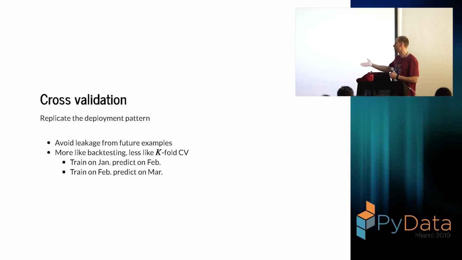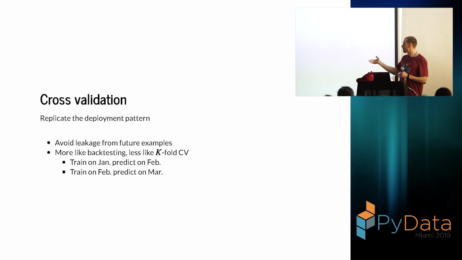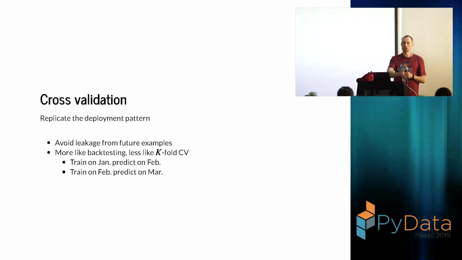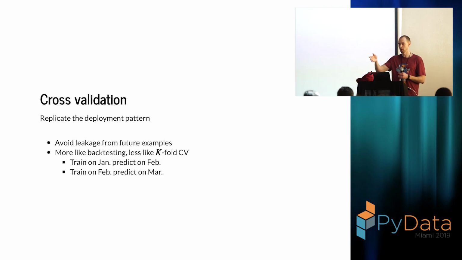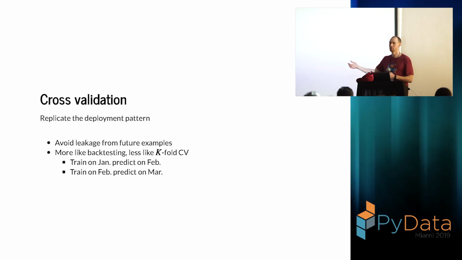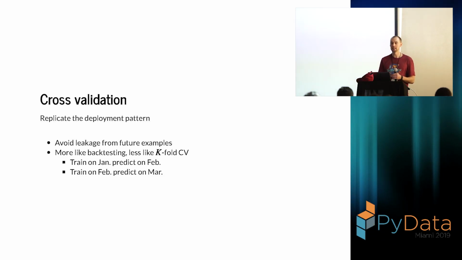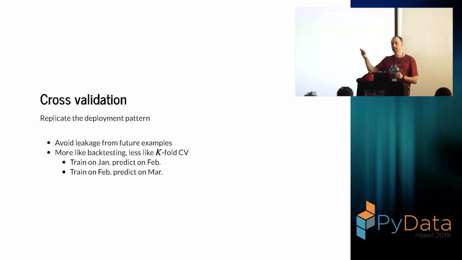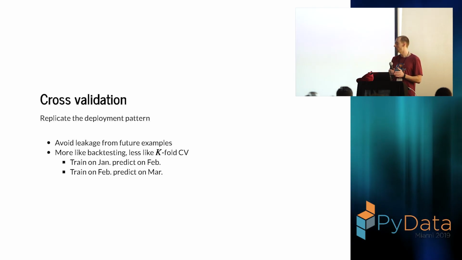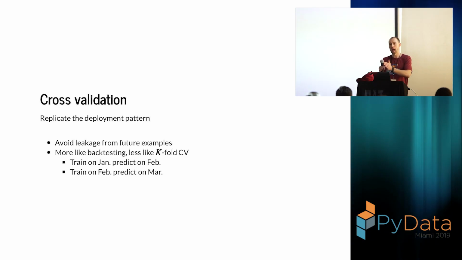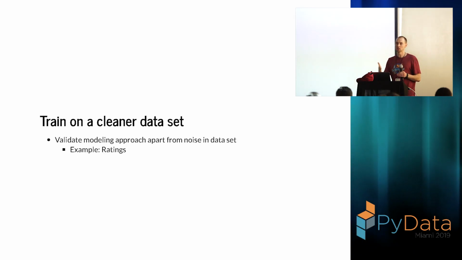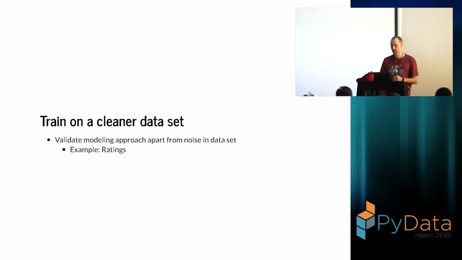We often do a similar thing here. To keep it really simple, let's say our deployment pattern is we're going to train on 1 month, predict on the next month, then train on that month, predict on the next. So your cross-validation could be train on January, predict on February, train on February, predict on March. It's pretty easy to implement. It avoids leakage from future examples into your cross-validation. The model's only ever able to see what happened in the past during train time, which is good. And it's more like what's going to happen in reality when you start training this model for production.